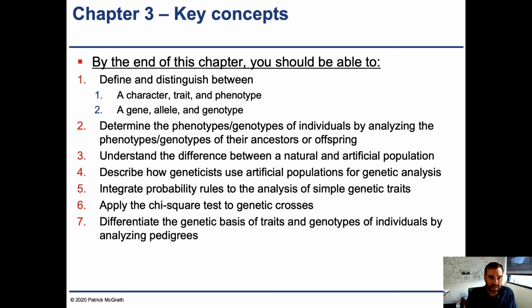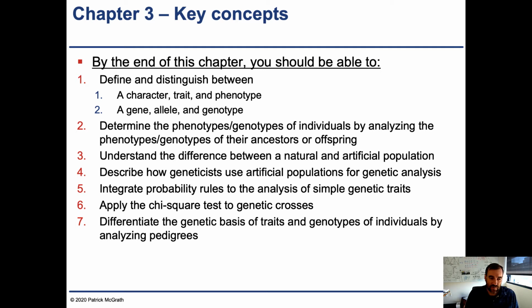So this is the basics of genetic analysis: you do a cross between individuals. Some of them you know their genotype, some of them you don't, and then you use basic logic in order to figure out the missing pieces. Understand the difference between a natural and artificial population. Describe how geneticists use artificial populations for genetic analysis. Integrate probability rules into the analysis of simple genetic traits.